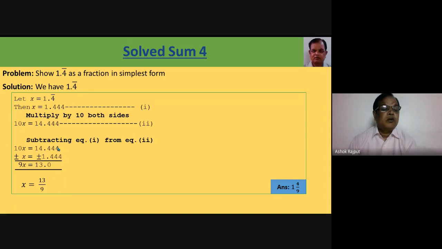4 minus 4, 4 minus 4, 4 minus 4, here it will be 0. Then 14 minus 1, it will be 13. And 10 minus 1 equal to 9. Here we are saying 9x equal to 13. Therefore, x equal to 13 by 9. Because we want to find the value of x or given number in the fraction. So we have found it here the 1.4 bar, we can write it 13 by 9. So the answer is 13 by 9.